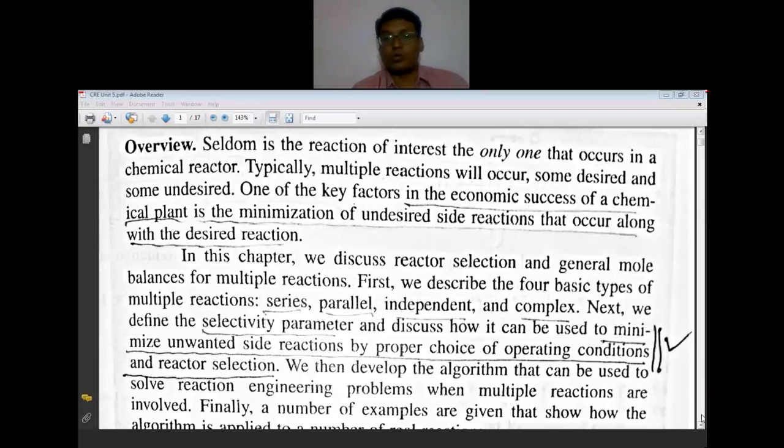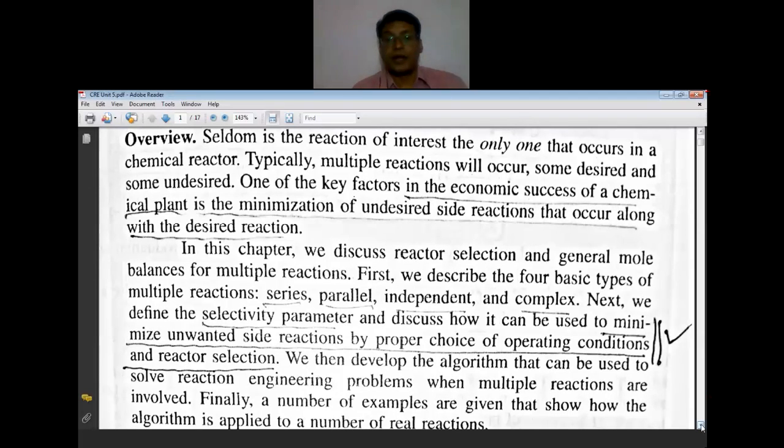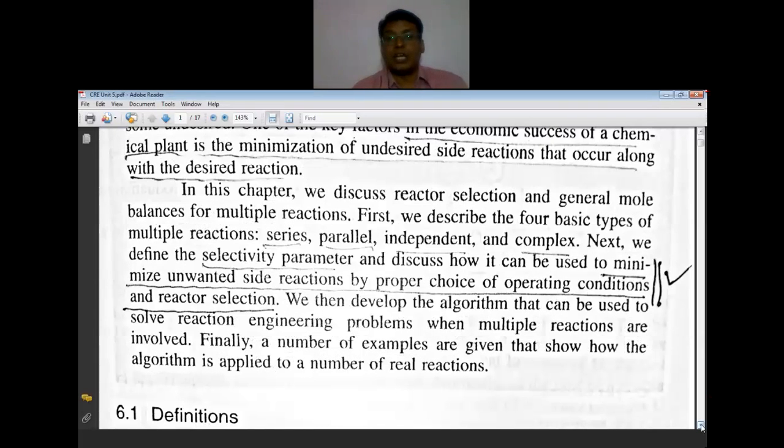So we are going to discuss reactor selection, that is one aspect, and the different types of reactions: multiple reactions, series reactions, parallel reactions, independent reactions, and complex reactions. These are the different types of reactions that occur at any time in the system. Next, we have to define certain selectivity parameters. Why is the selectivity parameter coming into the picture?